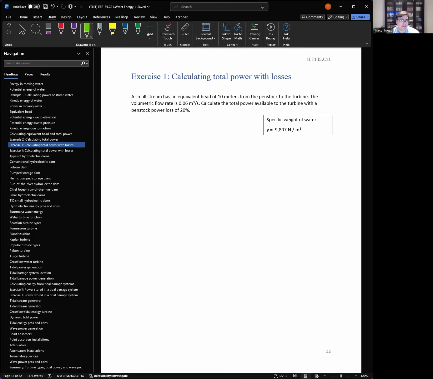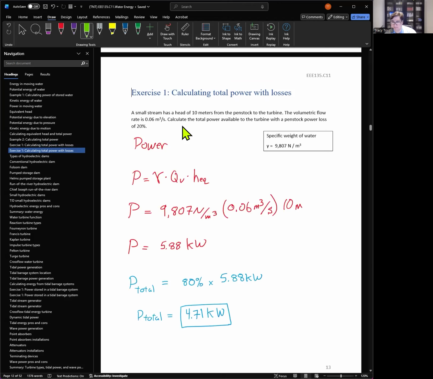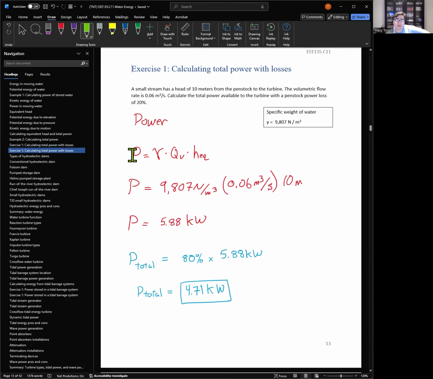All right, hello everybody. Welcome back to EEE 135, where we're going to continue our exercise 1 for chapter 11 on water energy. Remember, we want to calculate the total power, including a penstock power loss of 20%. First thing we should do is calculate the power. Power is equal to specific weight of gravity times the volumetric flow rate times the equivalent head. Just a number crunch, basically. You get 5.88 kW. We're going to take a 20% hit in power, so we're only going to get 80% out. So our true total power is going to be 4.71 kilowatts.